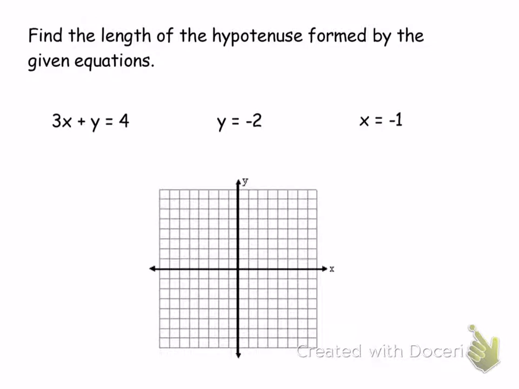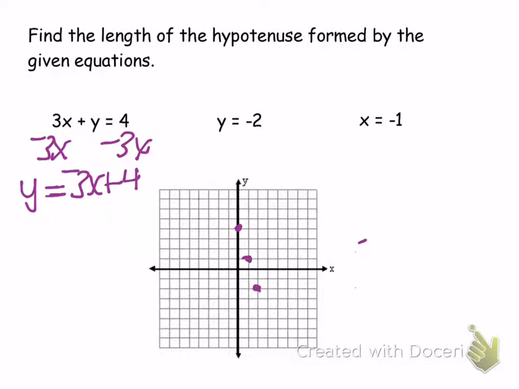Okay, so we're just going to do another one of these. So I'm going to subtract 3x here. So y equals negative 3x plus 4. So I'm going to go ahead and graph that. I'm going to start at 4 and go down 3 over 1. Just make sure that your slope is negative here. Okay, so I have that line.